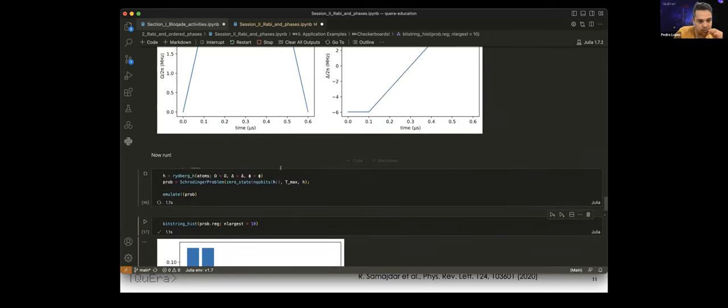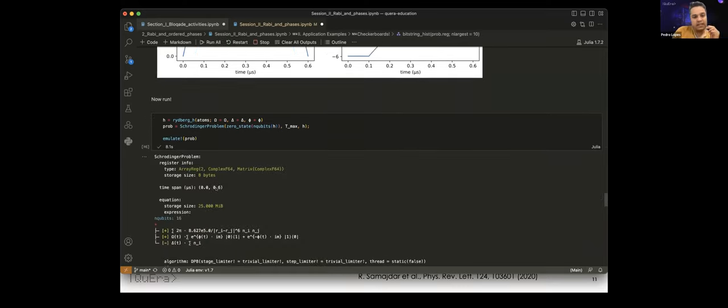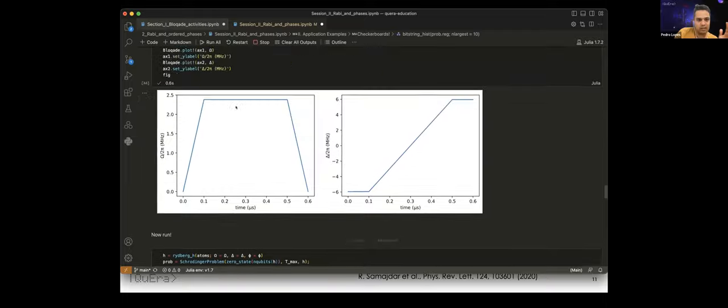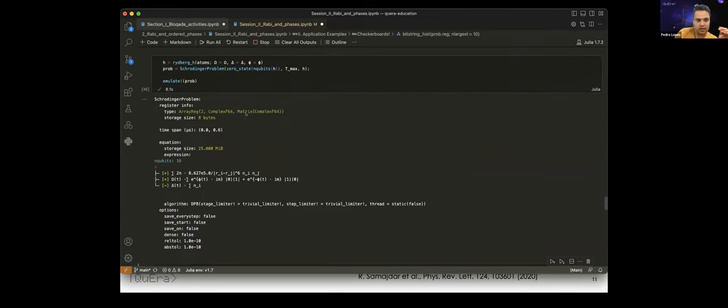Let me do this again just to make sure. And done. I like to appreciate that we have just done a quantum dynamics problem for a 16 qubits problem, 2 to the 16, quantum dynamics for about 0.6 microseconds. And that took us 8 seconds on Blockade.